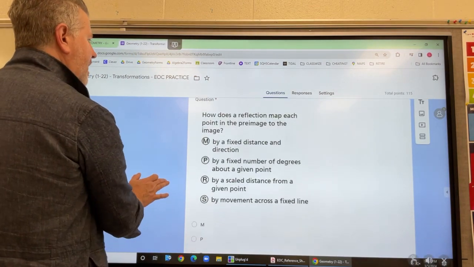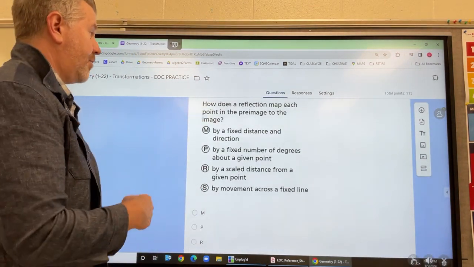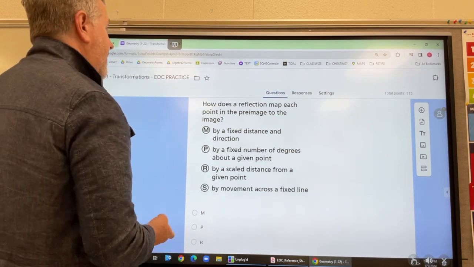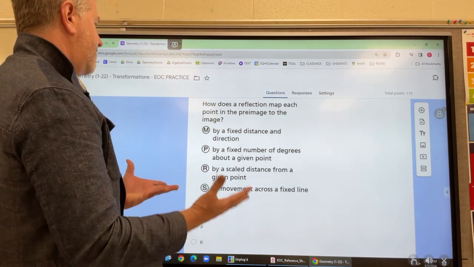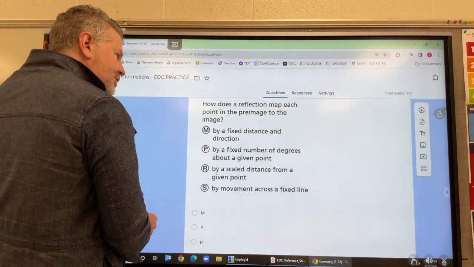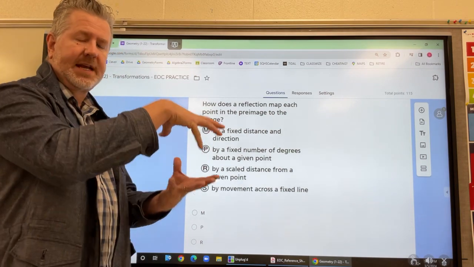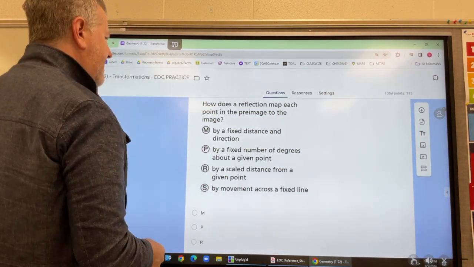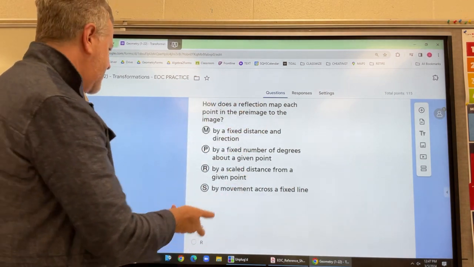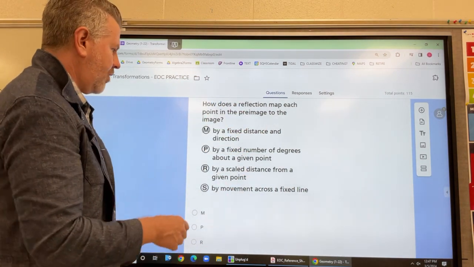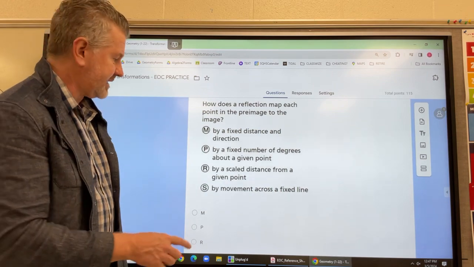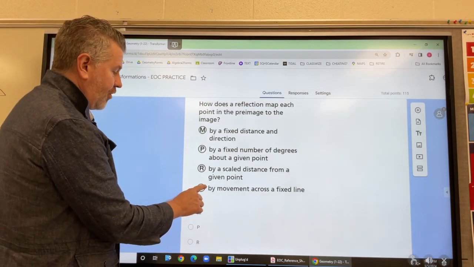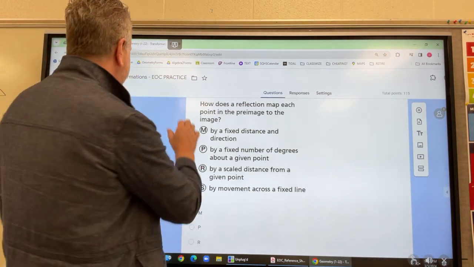Okay, moving on. How does a reflection map each point in the pre-image to the image? By a fixed distance and direction? Maybe. We're definitely not expanding or contracting it, right? It's not a dilation. By a fixed number of degrees about a given point? No, that's a rotation. By a scale distance from a given point, or by movement across a fixed line? We're going to move that thing across a fixed line. It's going to be S.